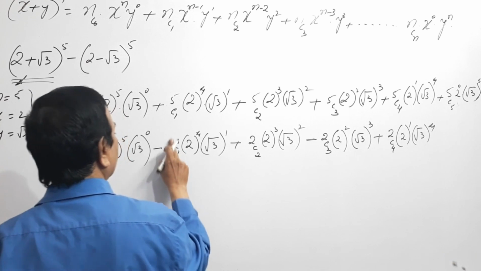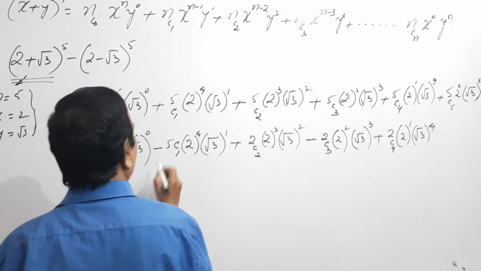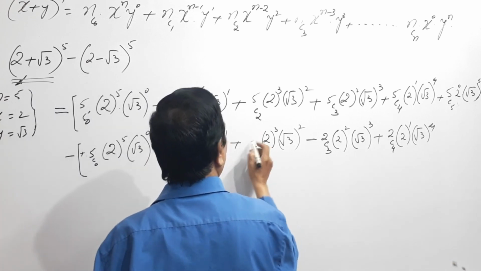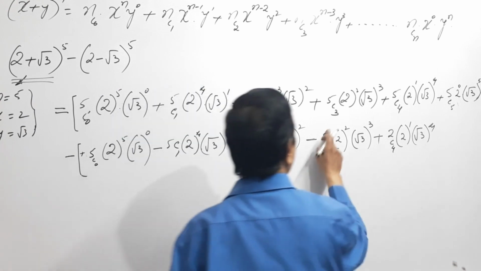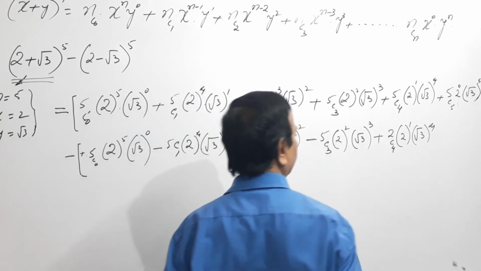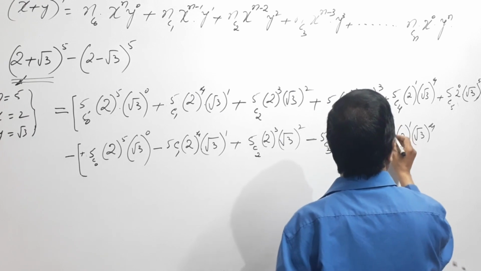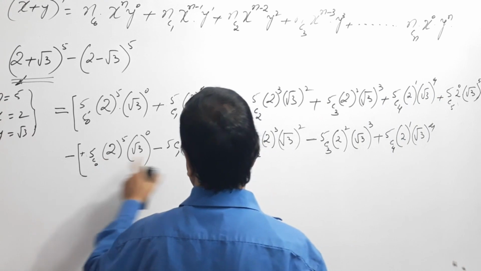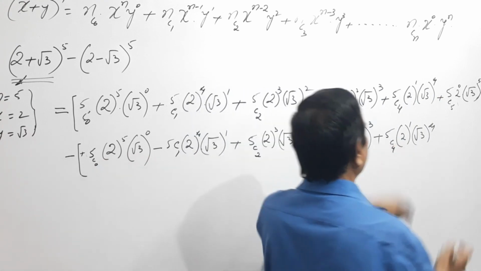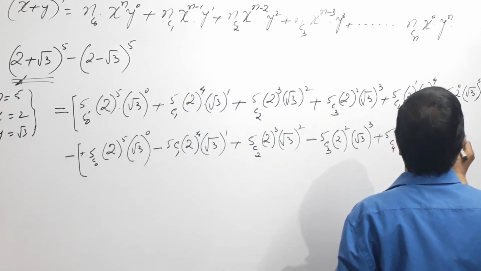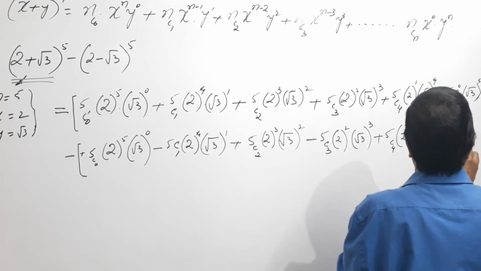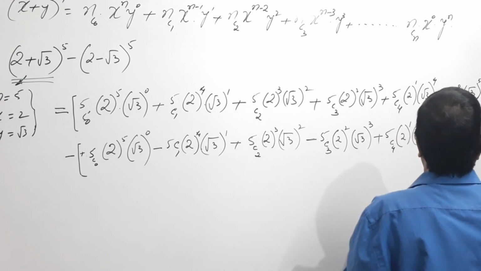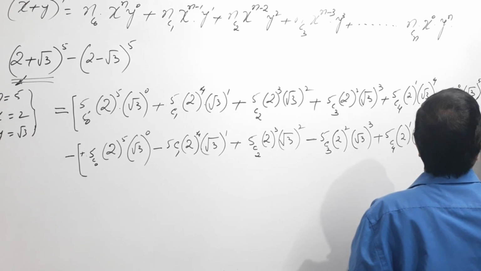Again this is 5C0. This is 5C1. This is 5C2. This is 5C3 and this is 5C4. So plus minus plus minus plus and this is minus C, yes, I am sorry, 5C5, 2 to the power of 0, root 3 to the power of 5.